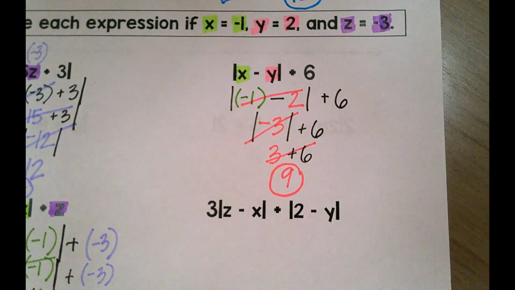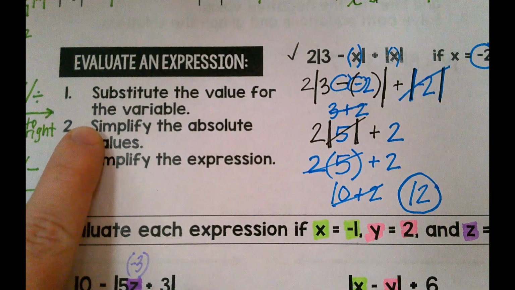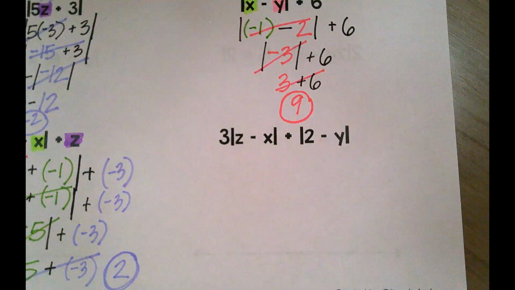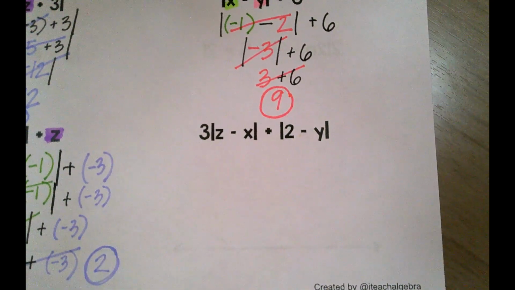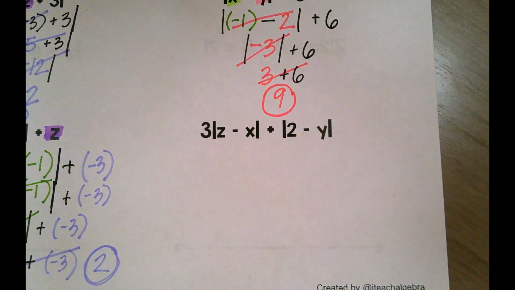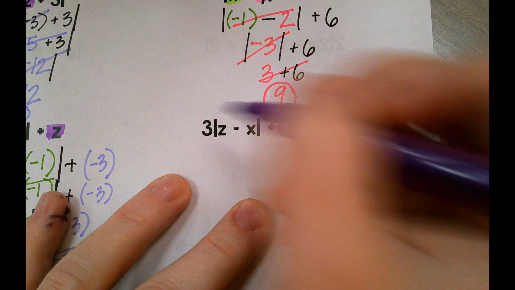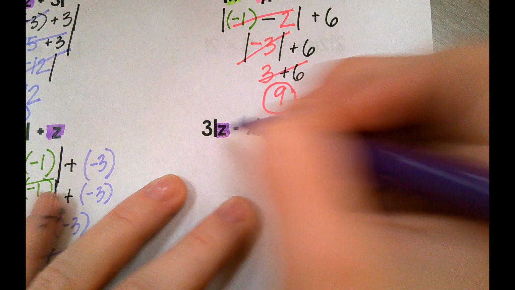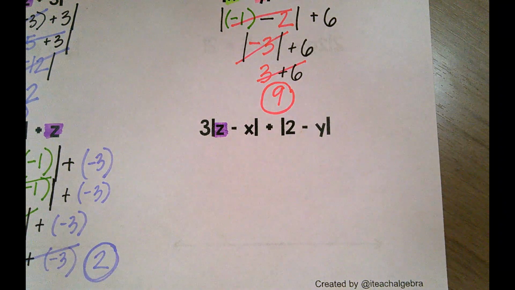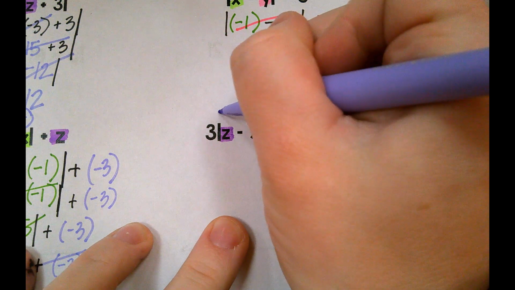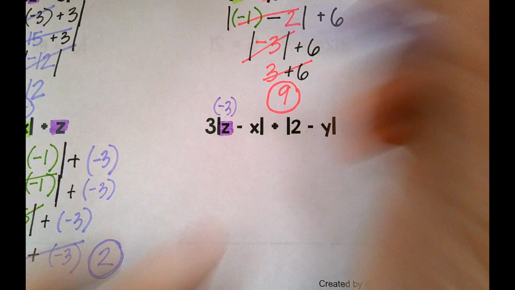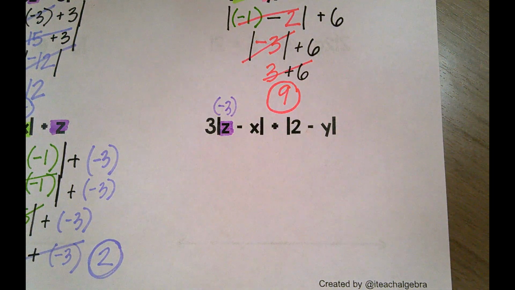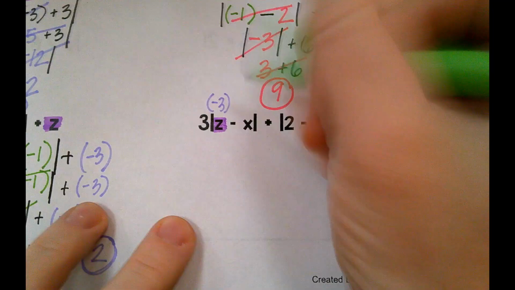So step one, substitute the values for the variables. What am I plugging in here on this last problem? -3, -1, and 2. Good. -3 for z, -1 for x, and then 2 for y.